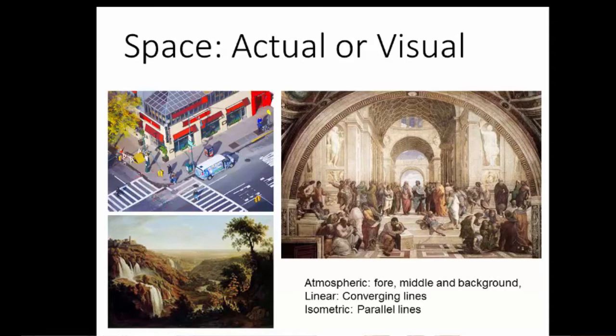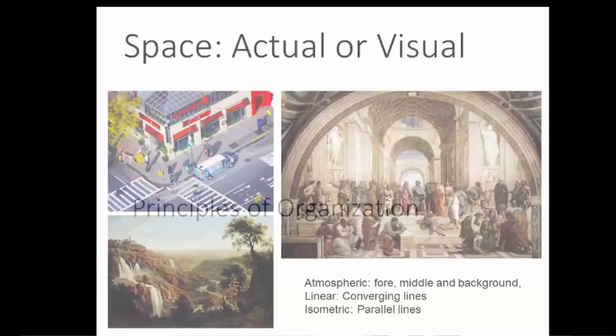We have atmospheric on your lower left, which shows both a foreground, a middle ground, and a background, with things getting smaller and less distinct as they move back. On the right above, you see linear perspective with lines converging to a single point in the center of the image. And on the upper left, you see isometric perspective, which uses parallel lines to create a sense of space. All these three perspectives are illusions. So if you see a sense of space in an image, chances are one of these three perspectives is being used.